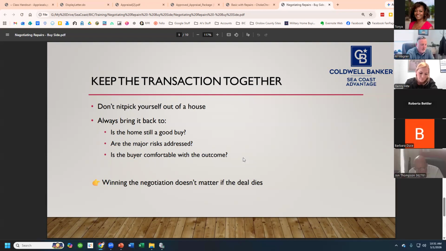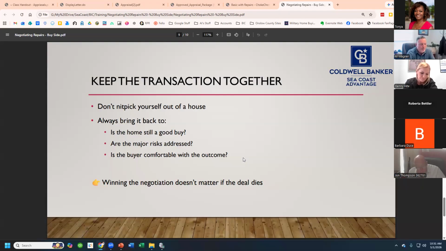Again, always bring it back to, is the home still a good buy? Are the major risks addressed? Meaning, did I address everything that was major or a concern to my buyer? And the main thing is, is my buyer comfortable with that outcome? Winning the negotiation really doesn't matter if the deal dies. A lot of agents are more about winning than they are about keeping things together.